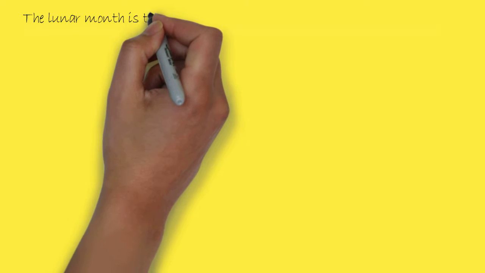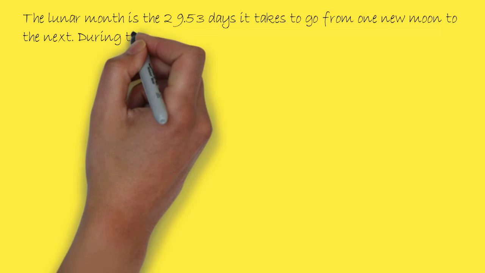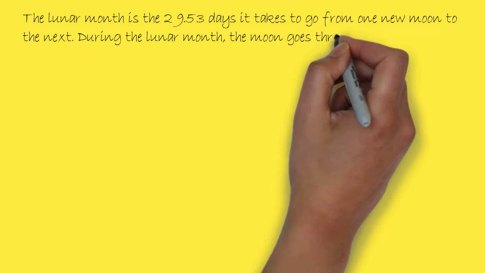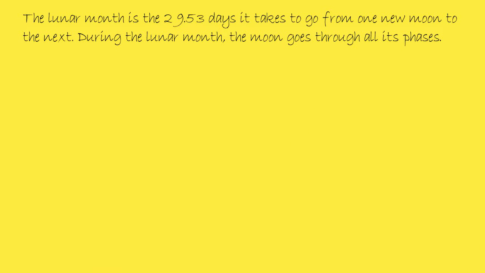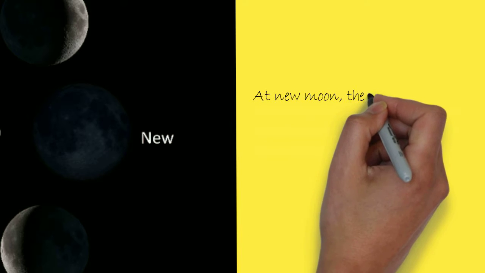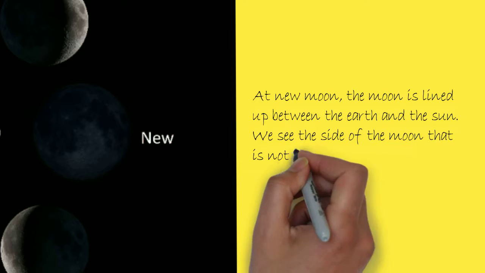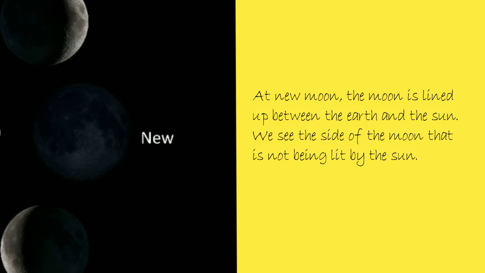The lunar month is the 29.53 days it takes to go from one new moon to the next. During the lunar month, the moon goes through all its phases. At new moon, the moon is lined up between the earth and the sun. We see the side of the moon that is not being lit by the sun. In other words, we see no moon at all because the brightness of the sun outshines the dim moon.